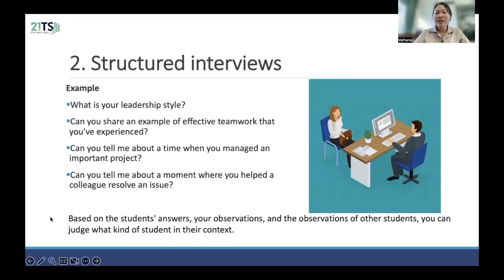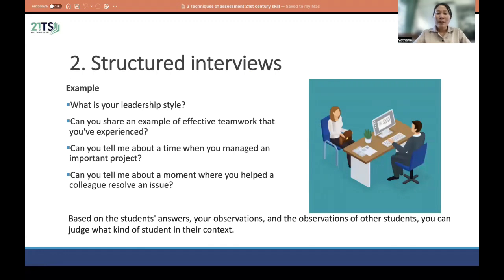For example, what is your leadership style? So you can prepare the questions to be asked of your students, or of your employees, or you can invite them to improve their ability. So, for example, what is your leadership style? Can you share an example of teamwork that you have experienced? Can you tell me about a time when you managed an important project? Can you tell me about a moment where you had a conflict with a colleague and resolved the issue?